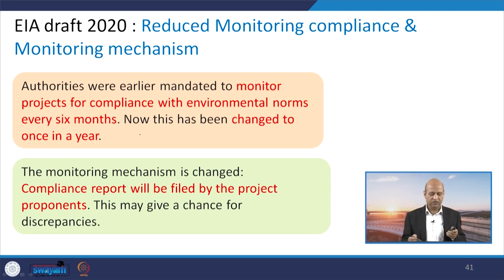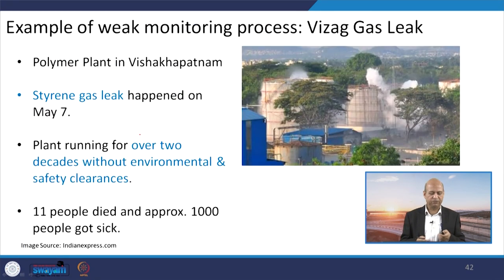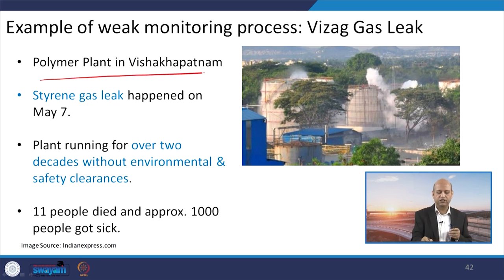Then this monitoring, as we have already seen in the difference, was earlier twice a year, now it is once a year, and the compliance can be done by the proponent itself. There are real life examples of weak monitoring processes which give us lessons to learn. Like the polymer plant in Visakhapatnam, where there was a gas leak, and because of this 11 people died and approximately 1000 people got sick.